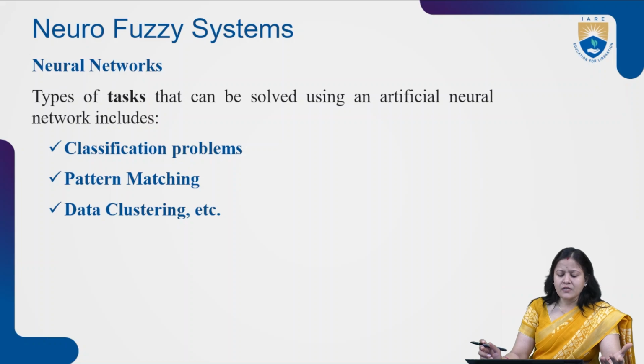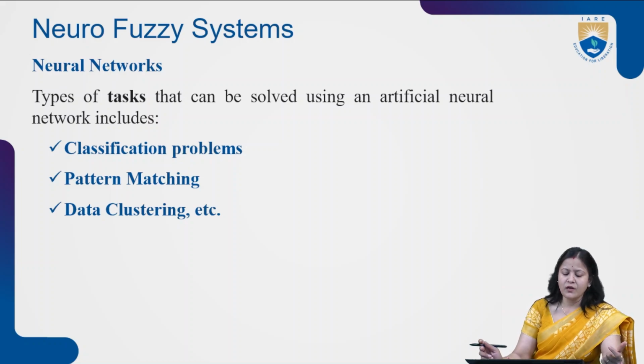There are various tasks that can be solved using the artificial neural network, especially classification problems like segregation of mail into spam or non-spam mail. That is one classical example of a classification problem used in machine learning. It is also used in pattern matching, and it is used in data clustering.